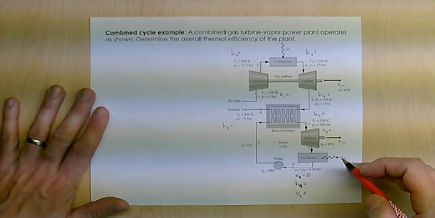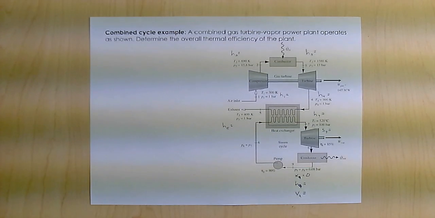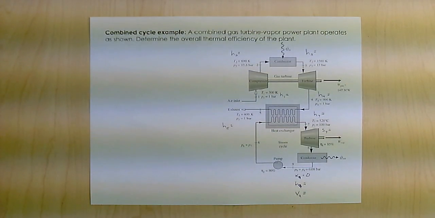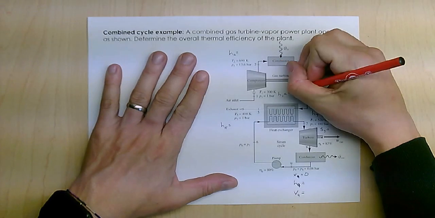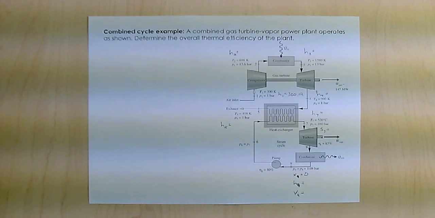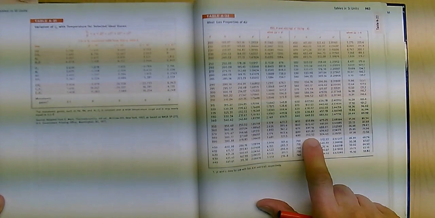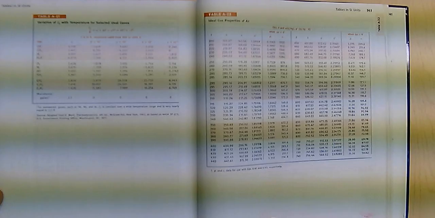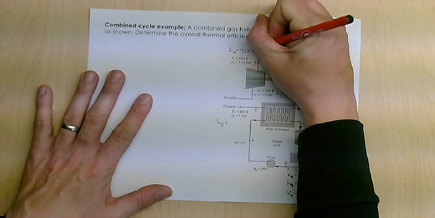But first I'm going to go through and look up most of these because I've got data that gives most of them. So go ahead and start with H1, which is 300 Kelvin. You can see that H is 300.19. State 2, temperature is 690. So I go 690, and I get an H of 702.52.